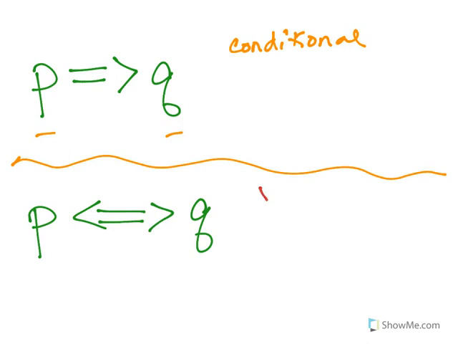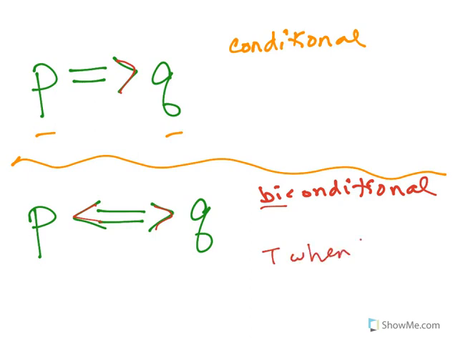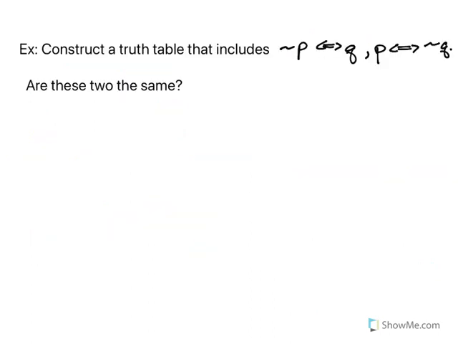Now, the bottom piece here is a biconditional, and I think it's always good to reference them together. So the conditional is a one-way arrow, whereas a biconditional, remember bi means two, is a two-way arrow. Now, a biconditional is true when both truth values match. So two trues or two falses will result in a true biconditional. All right, so let's go ahead and look at this.